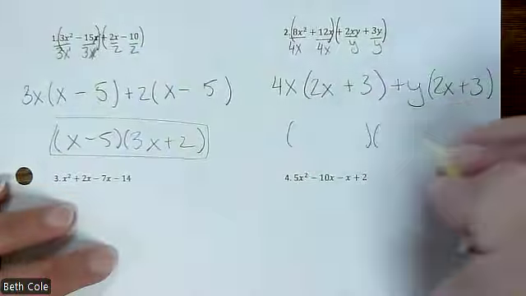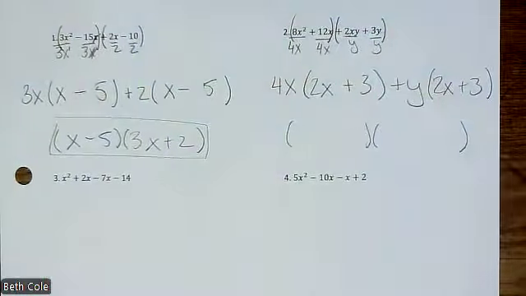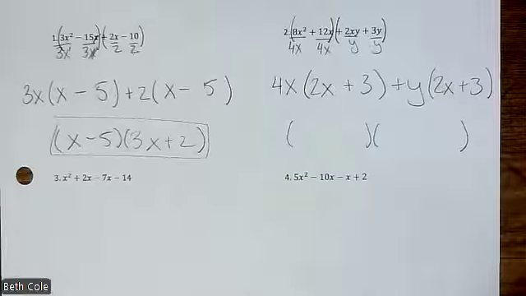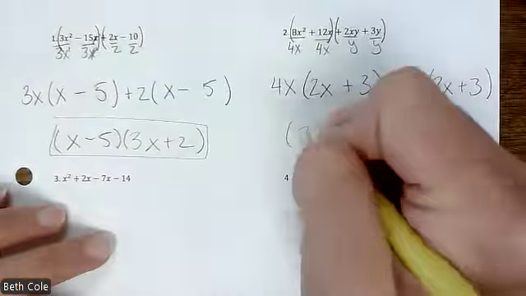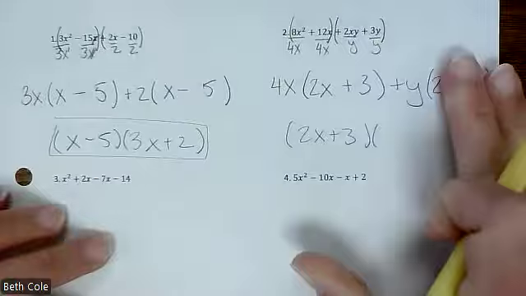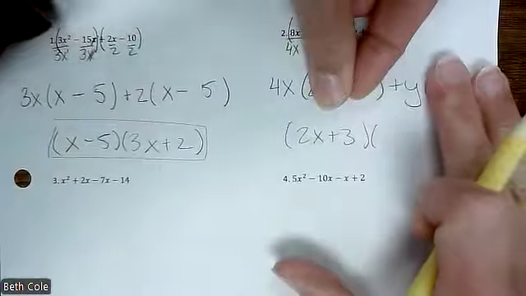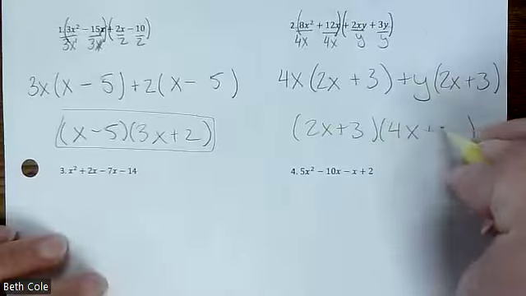So draw your 2 blank parentheses. And what's going to go in one of them, and again, it doesn't matter which one, is the stuff that was the same. Yeah, good. And then if you cover this up, the stuff that's left is 4x plus y.